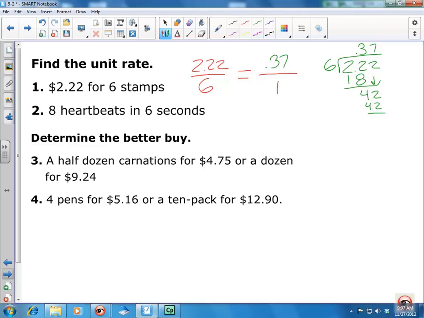Which we all know that, oh, what are you kidding? 37 cents for a stamp is cheap. Stamps are way more than 37 cents now. Actually, I don't know how much stamps are. But I think they're 40. I think they're 45 cents each.